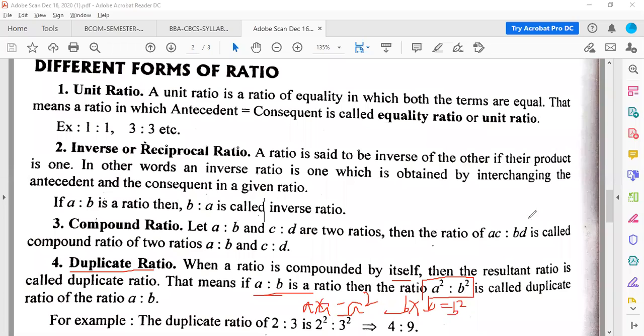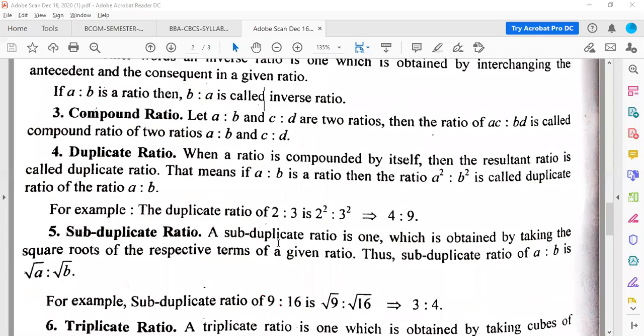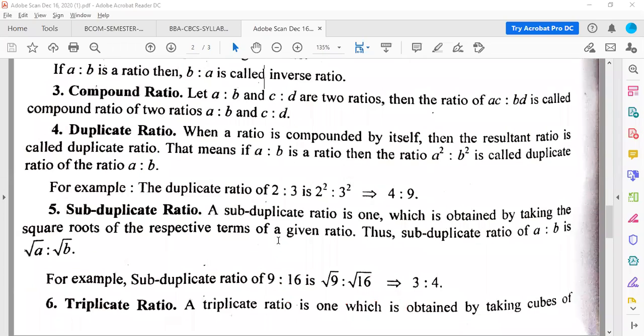So you can see here 2 is to 3, 2 square is to 3 square is the duplicate ratio of 2 is to 3. When you raise it to the power of 2, that is called duplicate ratio. Clear? Understood duplicate ratio? You just have to square the ratios given.